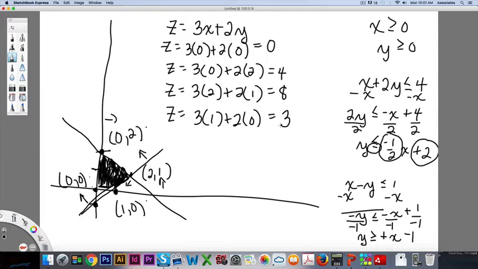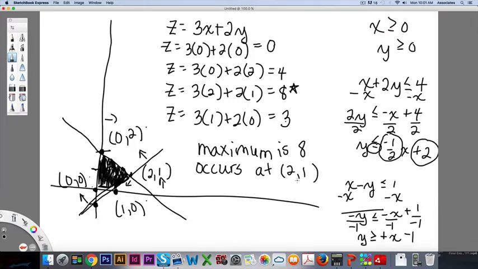Now I look back at the problem. The problem wanted me to maximize. So I'm going to look down my answers and find the one that's bigger. 0 is the first one, 4 is bigger than that, 8 is bigger than 4, but 3 is not. Here's my answer. So the maximum is 8, and it occurs at the point 2, 1.